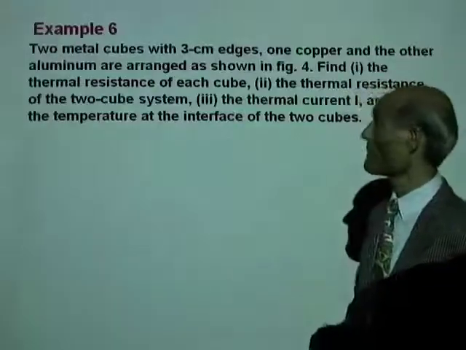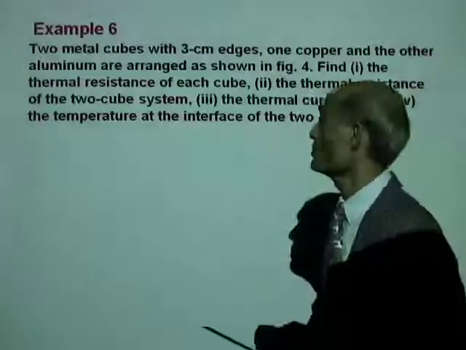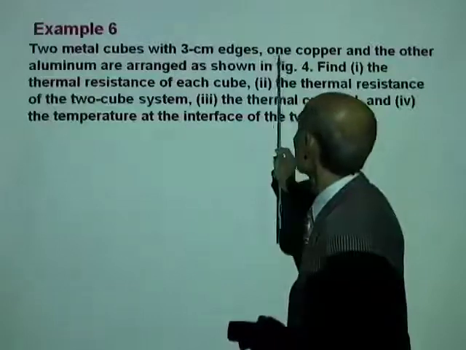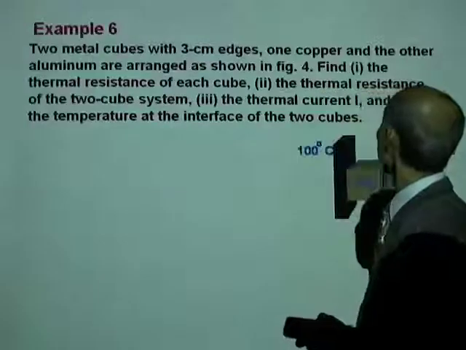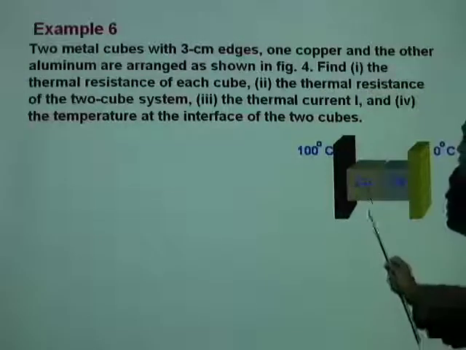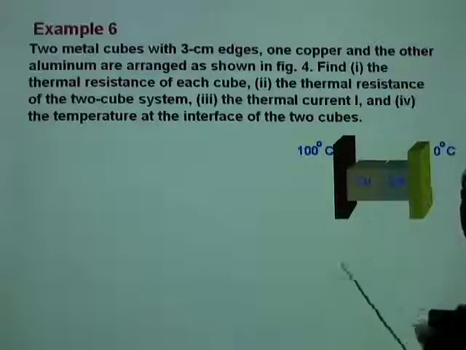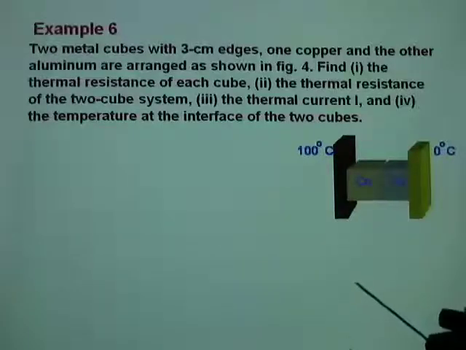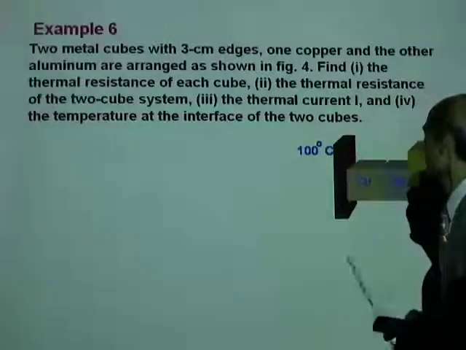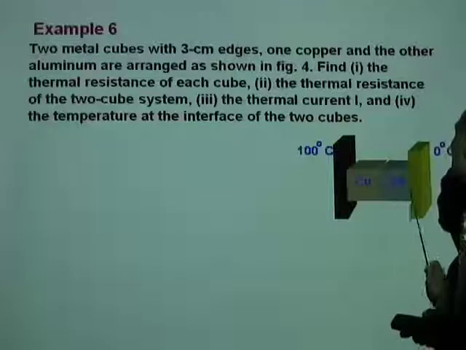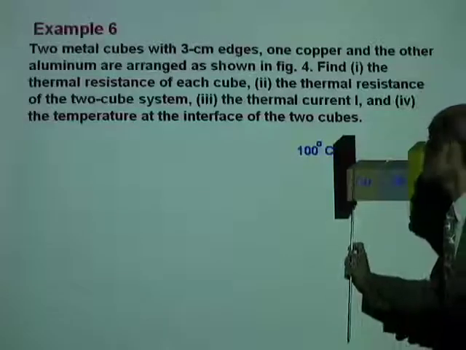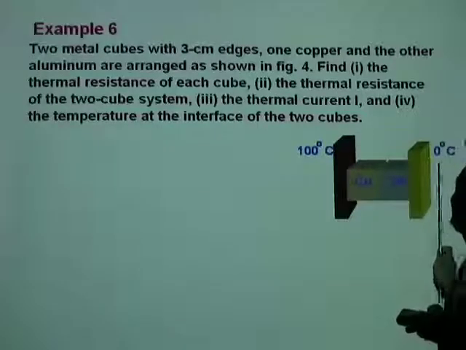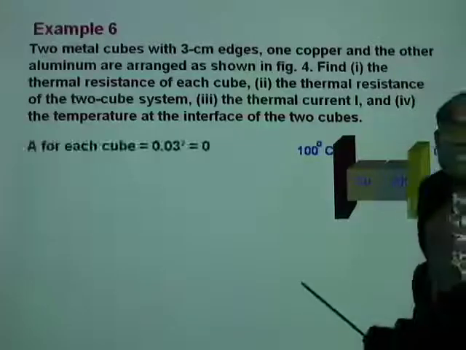Okay, let's do another one. Two metal cubes with 3 centimeter edges, one copper and the other aluminum, are arranged as shown here. Now this is the copper and this is the aluminum. I think it is rather difficult for you to read when it is recorded because I probably used the wrong colors. Copper and aluminum are arranged so that one end is at 100 degrees Celsius and the other end is at 0 degrees Celsius.